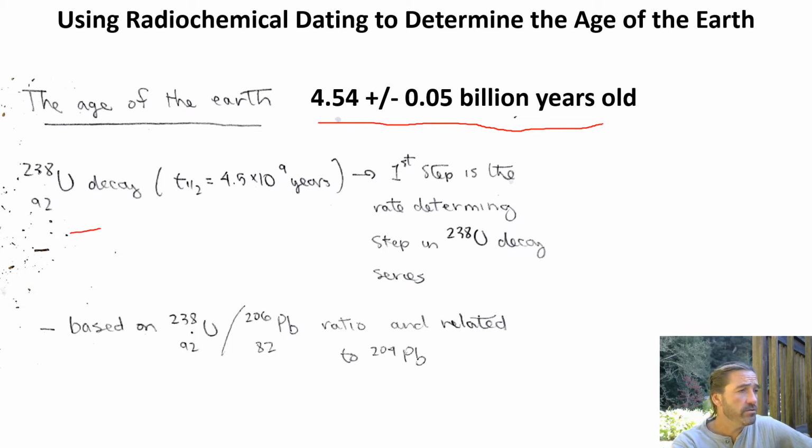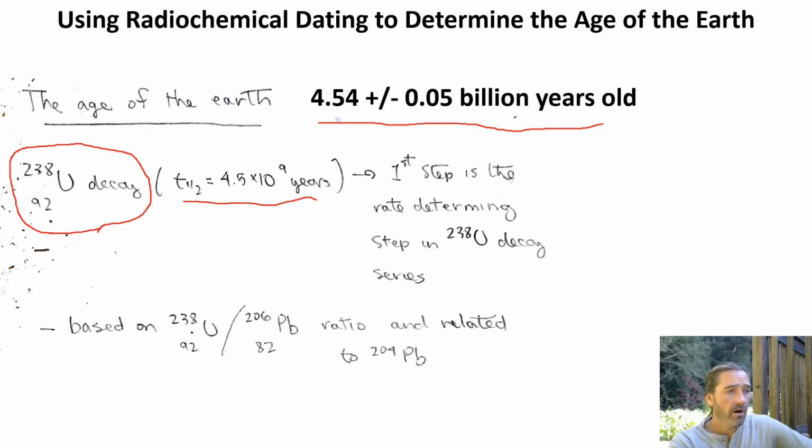Well, we used radioactive isotopes and primarily uranium-238. We know that uranium-238's half-life is 4.5 times 10 to the 9 years. And so that makes it a good tool given the sample that we're trying to date. That is a good half-life for something as old as the Earth.